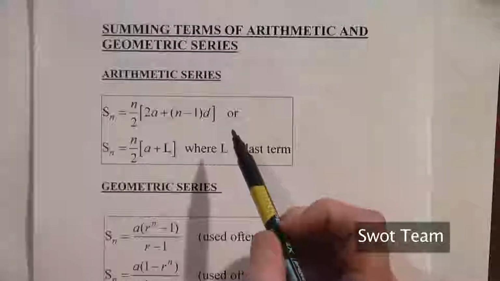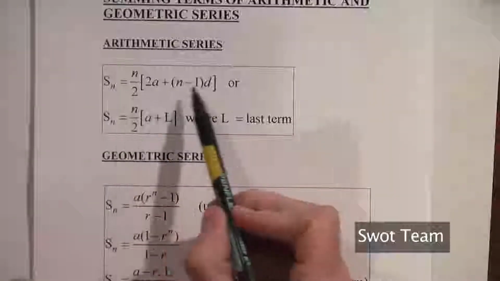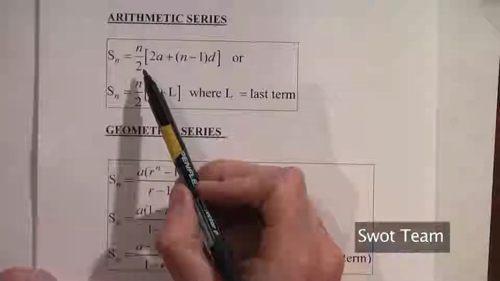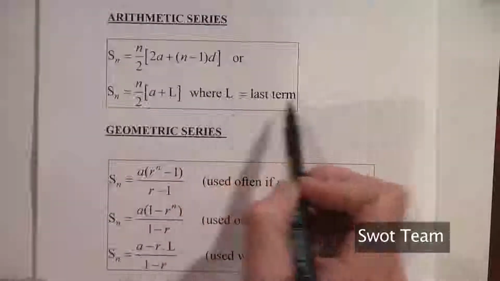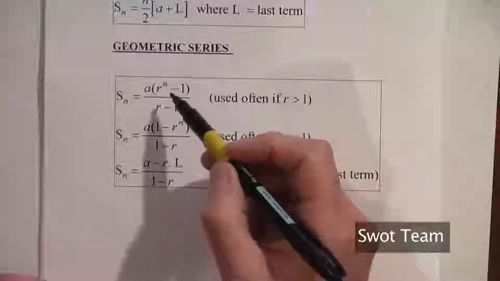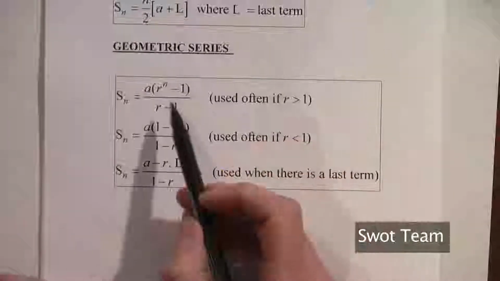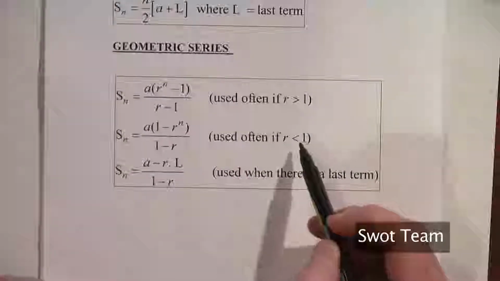What you remember from your textbooks and your notes is that for the arithmetic series, this is the formula: Sn is n over 2, etc. There, or you get a last term, where L is the last term. For the geometric series, you've got two possible formulas that you can use. This one is used if r is bigger than 1, this one if r is less than 1.